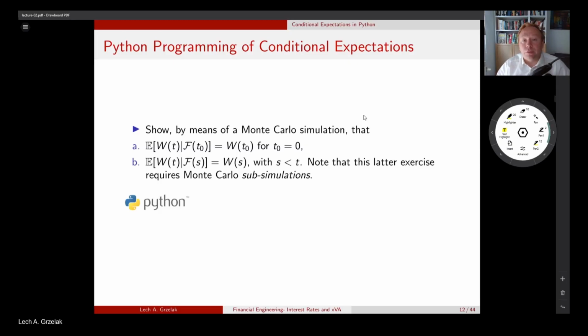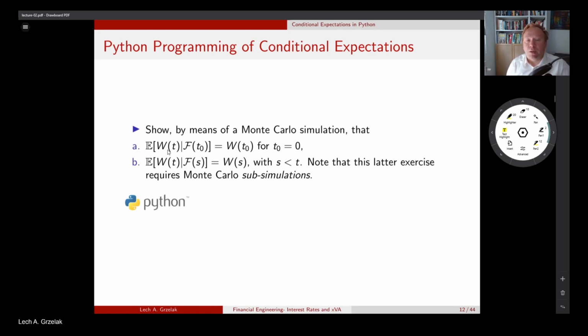Before we dive into conditional expectations and pricing of derivatives, let's take a look at something simpler, but also very, very important. In this Python experiment, we have two tasks. Point A is about calculating a conditional expectation of a Brownian motion. So we have a Brownian motion W_t.